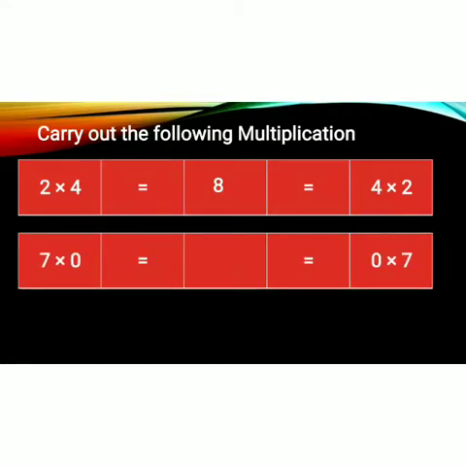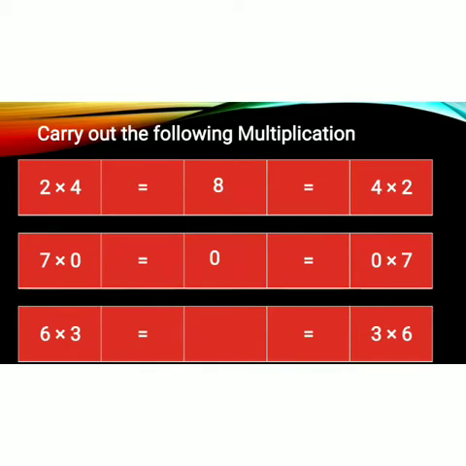The second example, 7 multiplied by 0 is equal to how much, and 0 multiplied by 7 is equal to how much. If we multiply 0 with any number, the product will be 0. Your answer will be 0. And the next example, 6 multiplied by 3 or 3 multiplied by 6. The answer will be the same, 6 threes are 18.